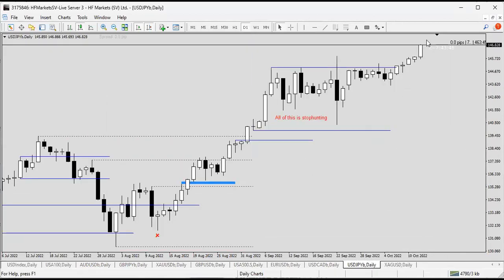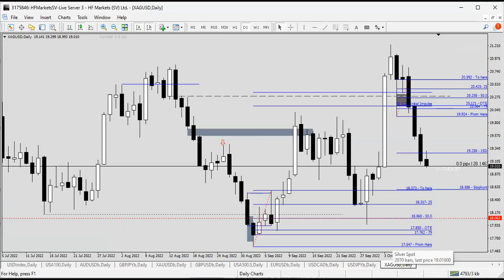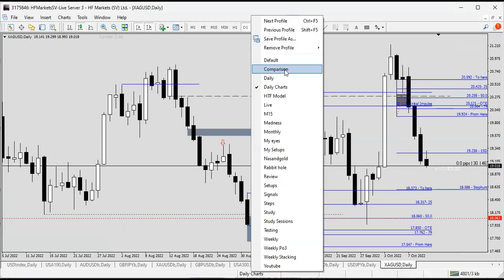DXY showing a whole lot of strength against JPY again. Either way, I'm not touching this pair, so it means nothing for me. Selling off. All right. Now M15.